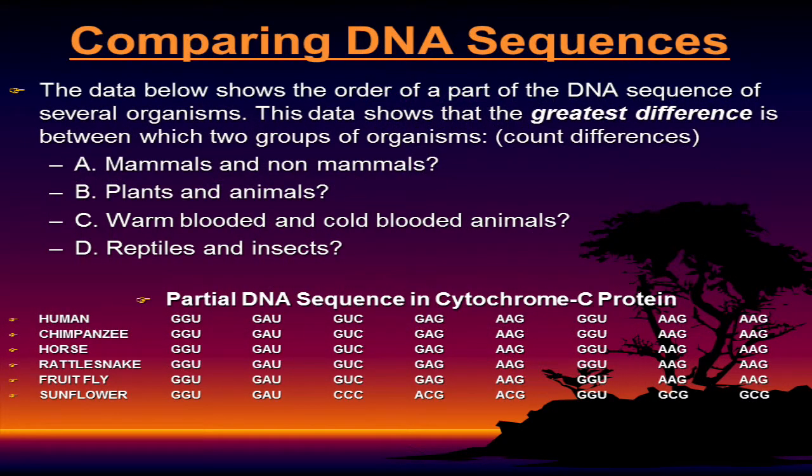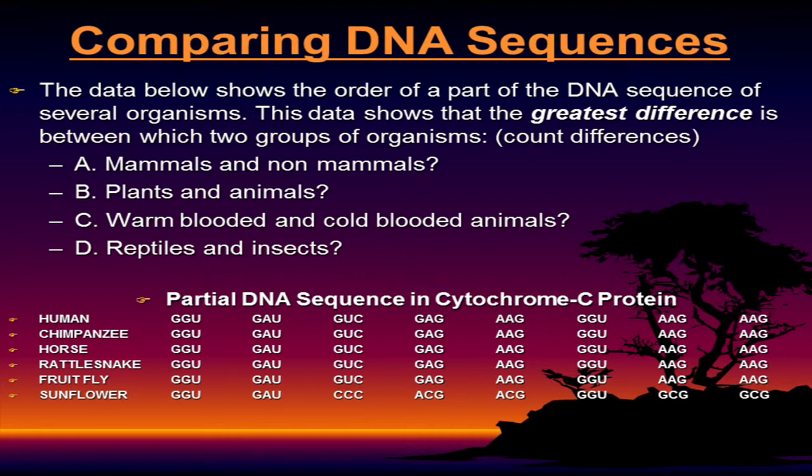Let's compare the partial DNA sequence of the cytochrome C protein between a human, a chimpanzee, a horse, a rattlesnake, a fruit fly, and a sunflower. The question says, the data below shows the order of a part of the DNA sequence of several organisms. This data shows that the greatest difference is between which two groups of organisms.